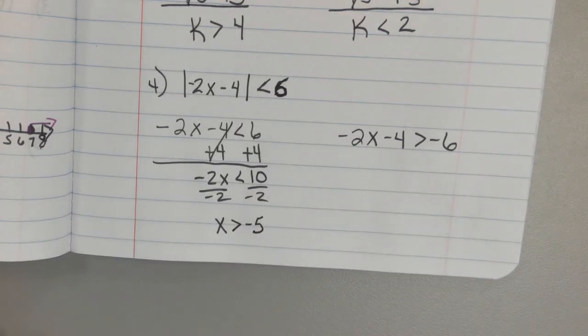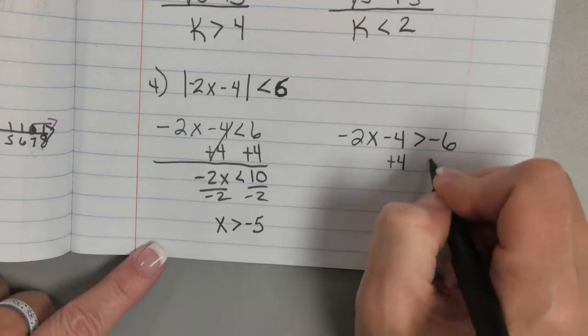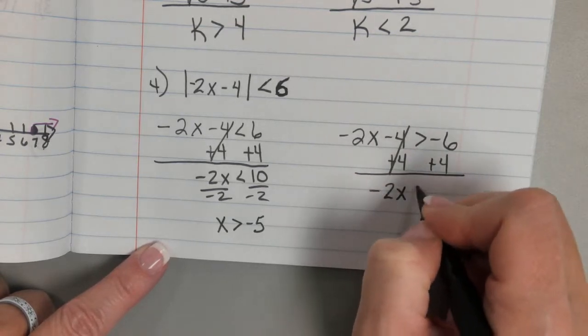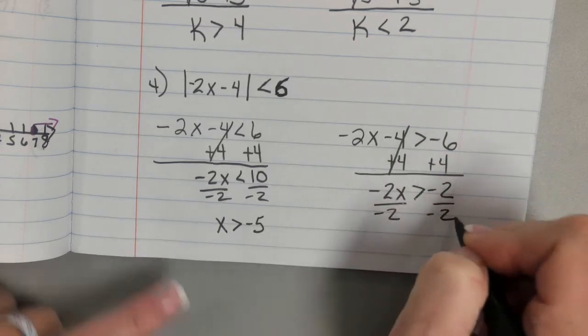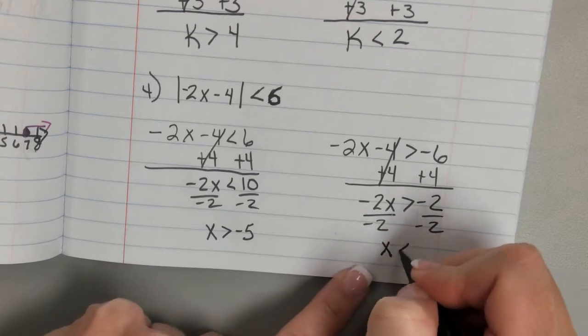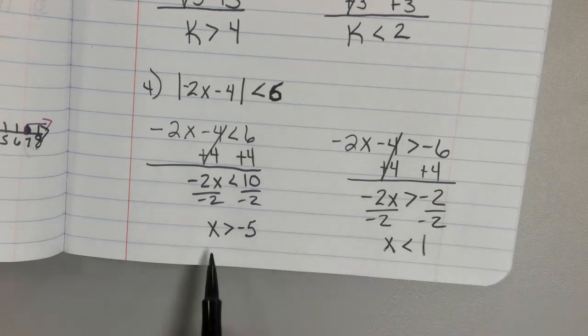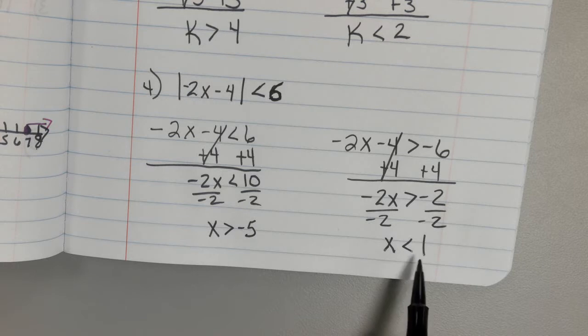How many people remember to flip their sign? Okay, good. I didn't say anything because I just wanted to see if you would. All right. Let's see. Christopher, what about the second half? Add 4 to both sides. So then you have negative 2x is greater than negative 2. You're going to divide both sides by negative 2, so you're going to flip the sign. So x is less than 1. All right, so x is greater than negative 5 and x is less than 1.